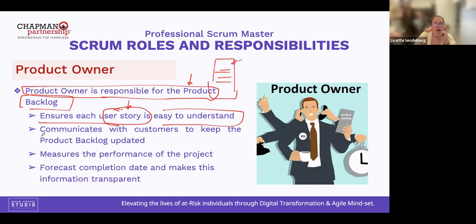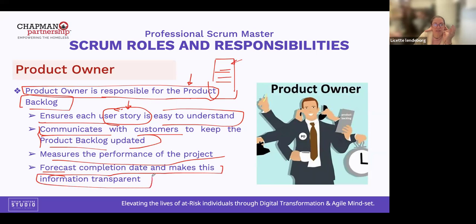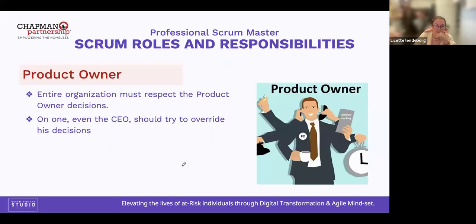So the product owner also communicates with customers to keep the product backlog updated. And it's so important. Also, he measures the performance of the project, and also he makes a projection, forecasts the completion date, and makes this information transparent. So you will see a couple of examples about the Kanban and the calendars coming up.